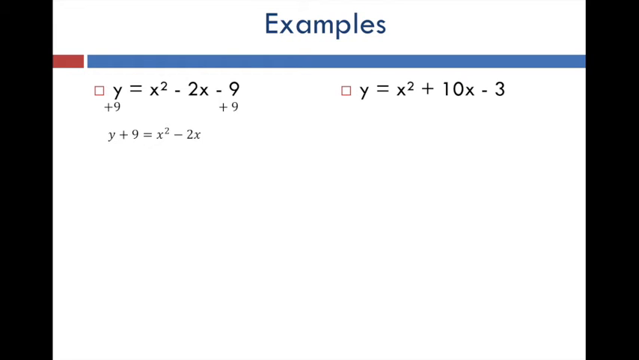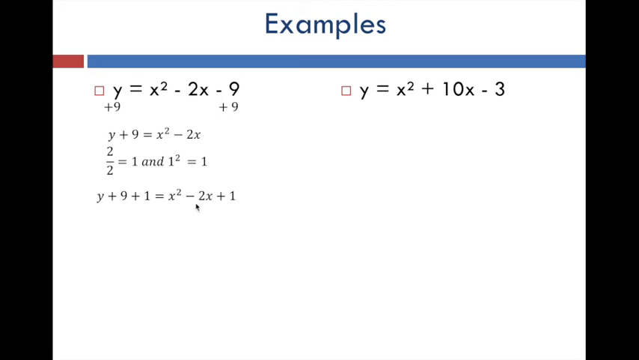I do not have an a to factor out, so I'm going to take half of b and square it. So half of 2 and square it. So 1. I'm going to add 1 to both sides. Now I'm going to factor the left side. In this case, it will be the right side.